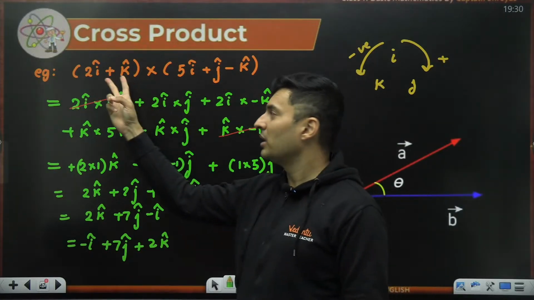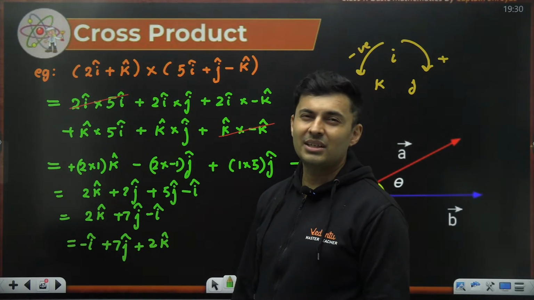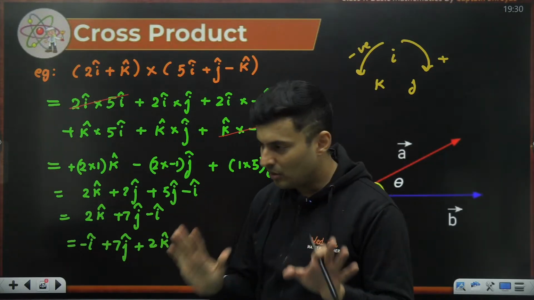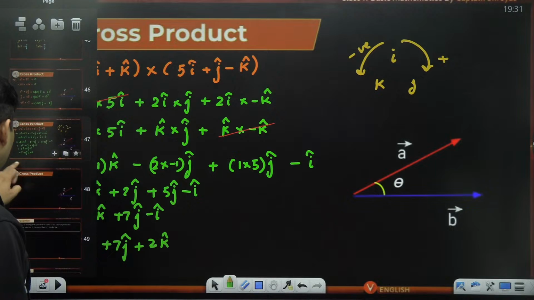And luckily here, two things were there. What if three things were there? Sir, it is so much of waste of time, sir. Teach some easy tricks, sir. Hold on, I'll teach you one easy trick. And that is by using determinants.